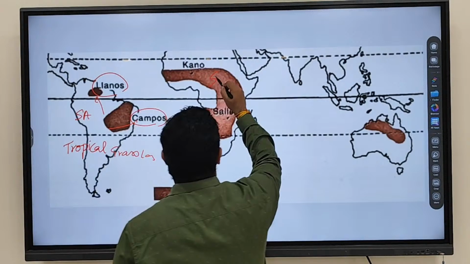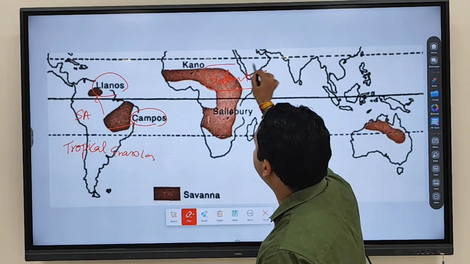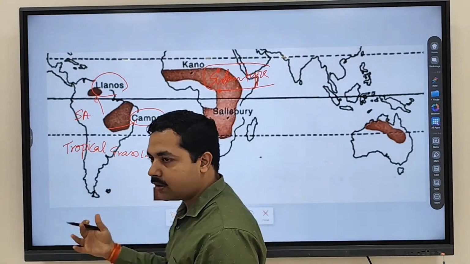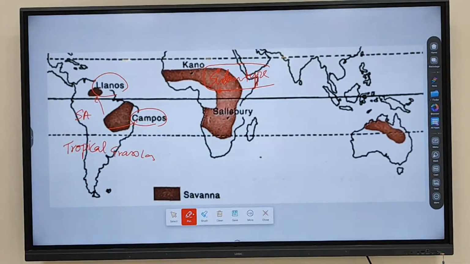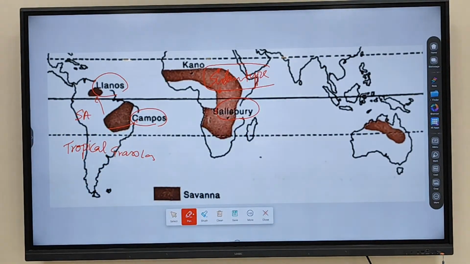Here they are referred to as the Sudan type, because you have North Sudan and South Sudan as countries. Another name that is given is Saliberi. So these are the different names that you are finding for the savanna type of climatic condition. So these are distributed in these particular regions. Fine. Any doubt regarding this one?